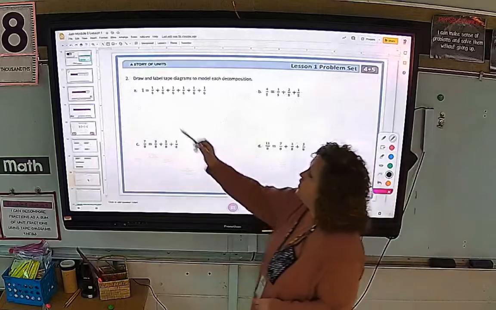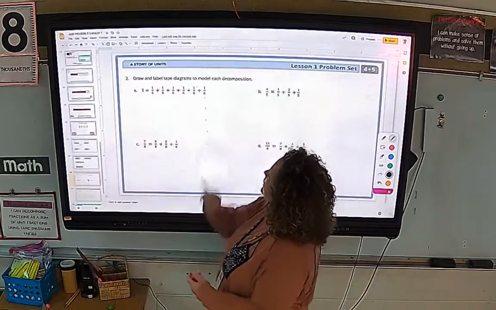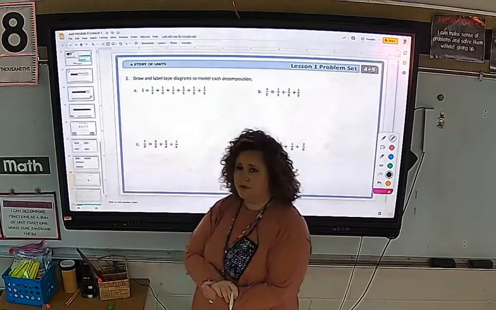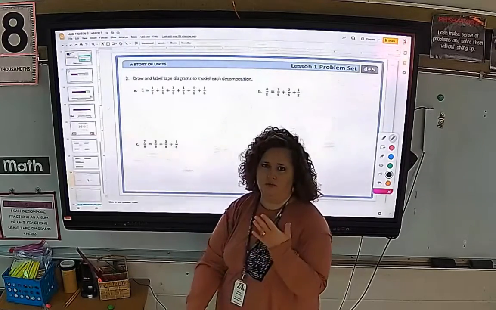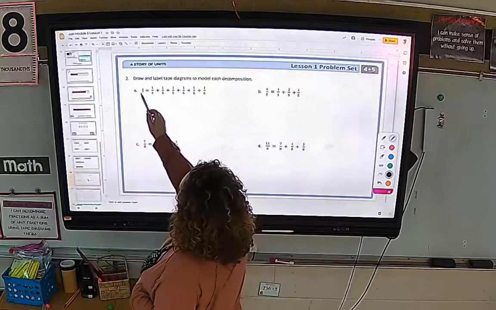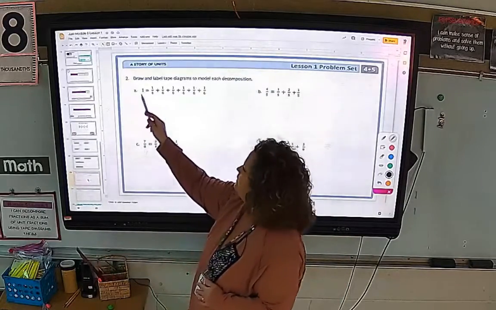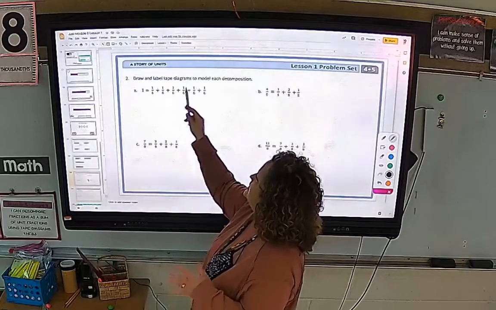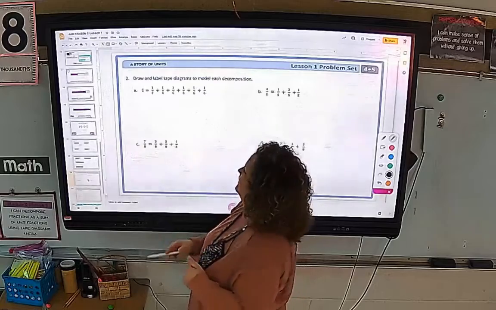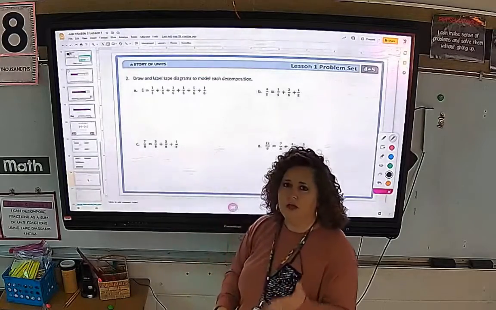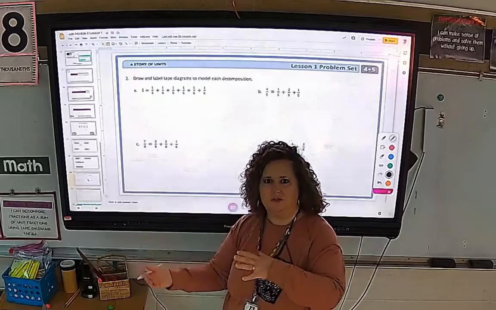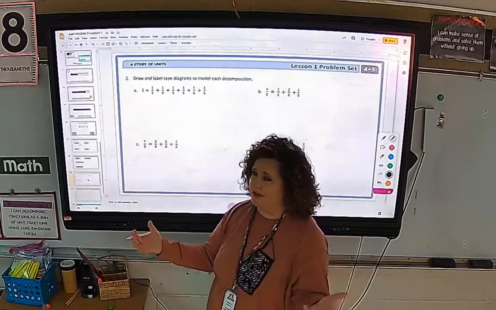Now, draw and label the tape diagrams to model each decomposition. Okay, so we're going to do that today. That's important. It just gives you a great understanding of what we're doing. All right, 1 or 1 whole, is equal to 1/6 plus 1/6 plus 1/6 plus 1/6 plus 1/6 plus 1/6. All right. Now, look at your denominator.